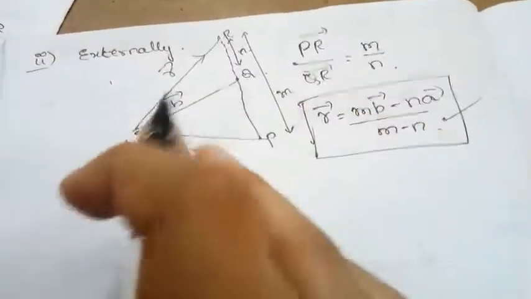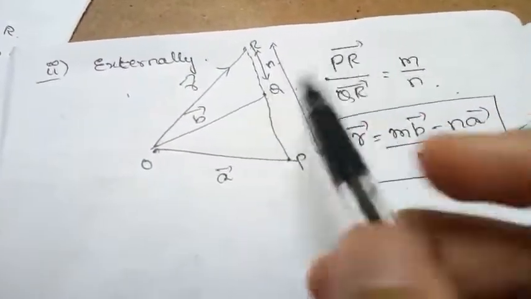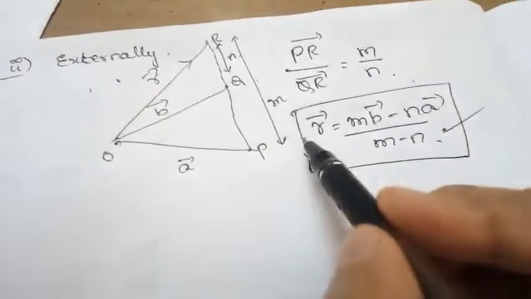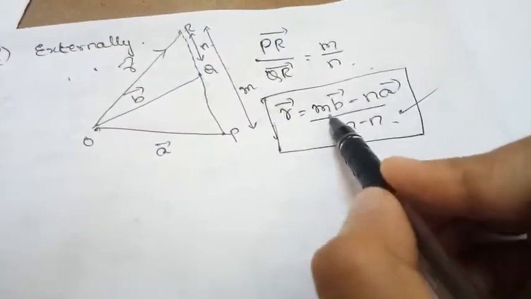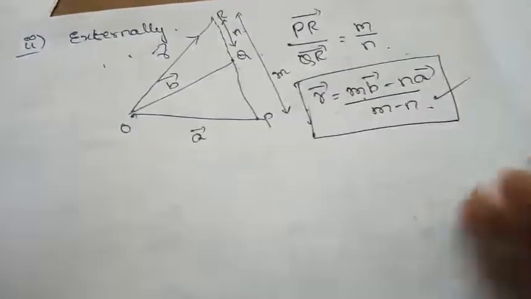You can verify it by using the triangular law, as you verified for the internal section, and verify it for the external one also. So externally, vector R is equal to M vector B minus N vector A divided by M minus N.